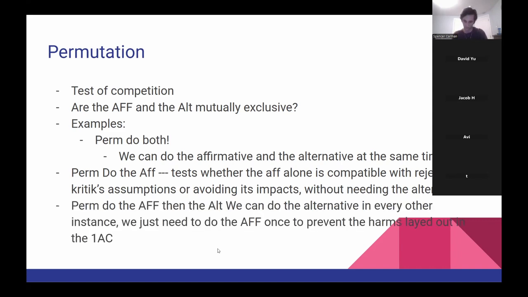And then another one is perm do the aff, then the alt. You say we can do the alternative in every other instance. We just need to do the aff once right now to prevent the harms laid out in the 1AC. So maybe you talked about an extinction level impact. You can say, we're not saying that you can't do the alternative. We just have to sequence it. So you do the affirmative first, so we stop extinction, and then you can overthrow capitalism.